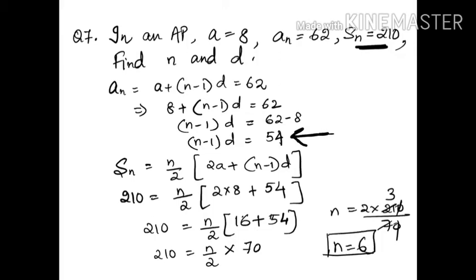Now we have to find d. So from this equation, n minus 1 d equal to 54, we can get d. n minus 1 will be 5. So d will be 54 upon 5.